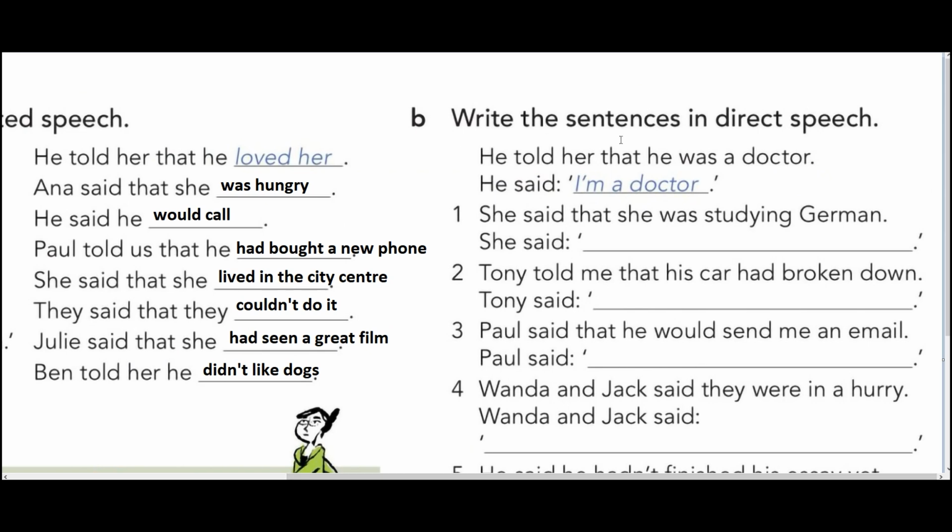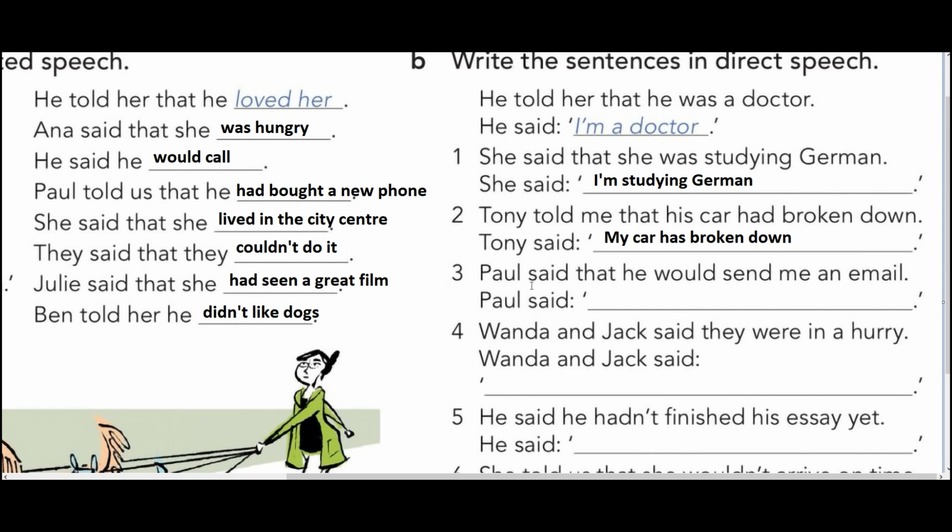Part B. Write the sentences in direct speech. Here we do the same thing but vice versa. He told her that he was a doctor. He said, I am a doctor. She said that she was studying German. She said, I am studying German. That's all. Tony told me that his car had broken down. Tony said, my car has broken down. Here we need the present perfect.